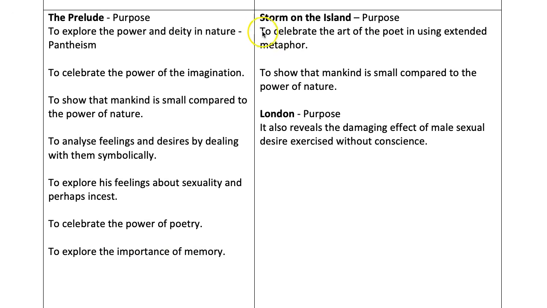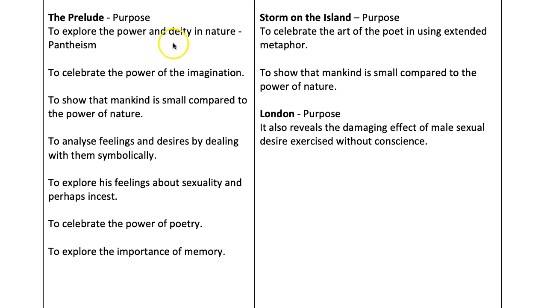So we've got a choice of 2 here. Well, I'm going to kind of ignore London because it's only got one comparison. So we're stuck with Storm on the Island. Storm on the Island is to celebrate the art of the poet in using extended metaphor. The whole poem is about this. So all of nature is an extended metaphor which also describes war and conflict.